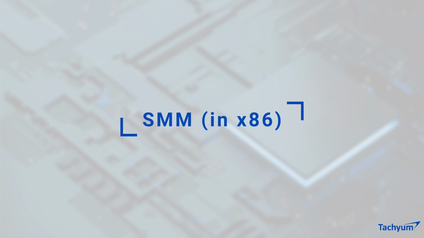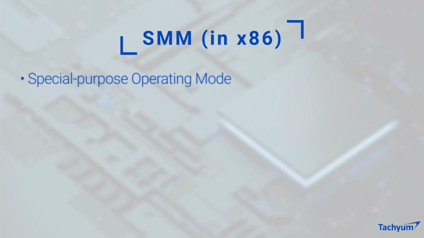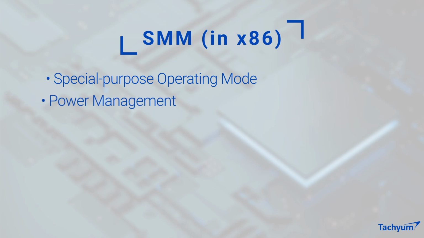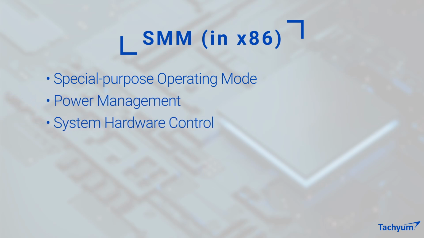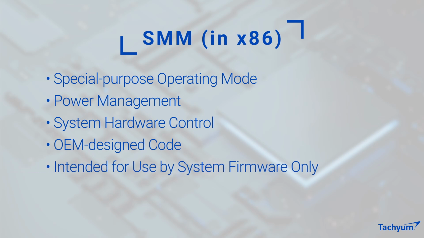SMM in the x86 is defined as a special purpose operating mode providing for handling system-wide functions like power management, system hardware control, and proprietary OEM-designed code. It is intended for use only by system firmware, not by the application software or general purpose system software.